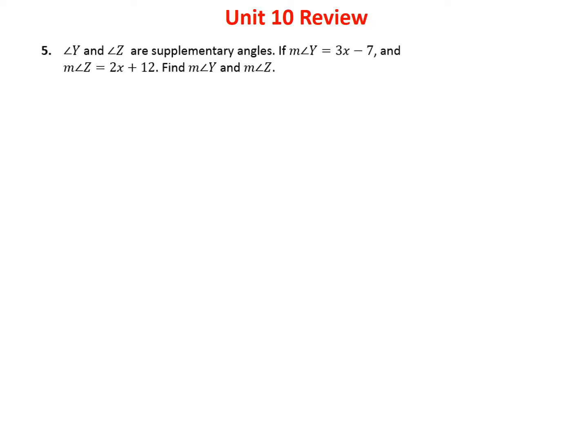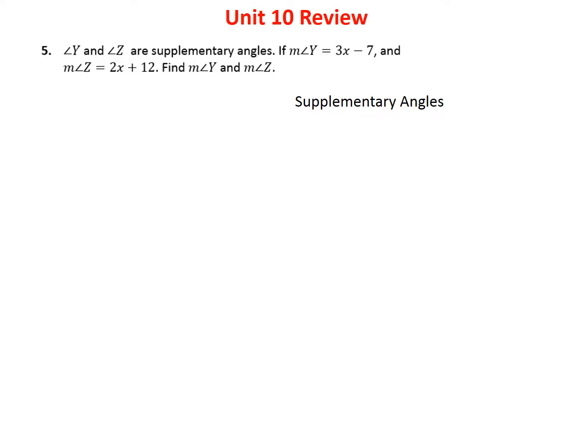Problem 5 is somewhat like problem 4 in that we're given information about two angles and use that information to find what their measures are. In this case, it says that angle Y and angle Z are supplementary angles. That means these two angles, their measures add up to 180. We're also given information about the algebraic expressions. For example, the measure of angle Y is 3x minus 7, and the measure of angle Z is 2x plus 12. So let's get started.